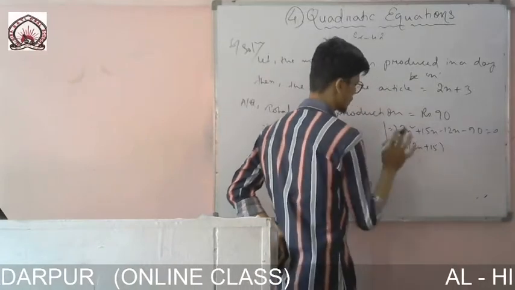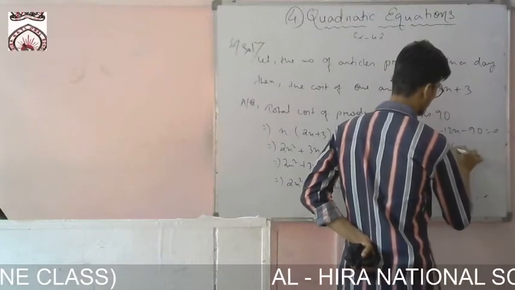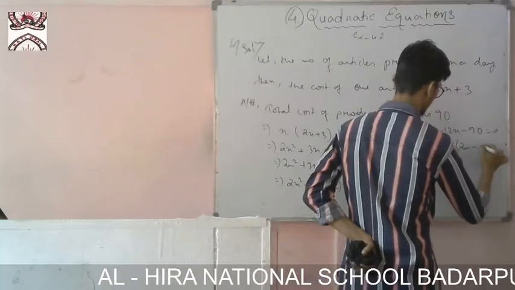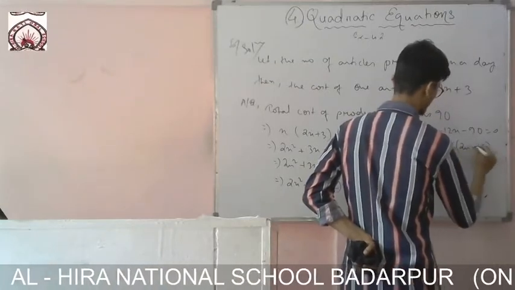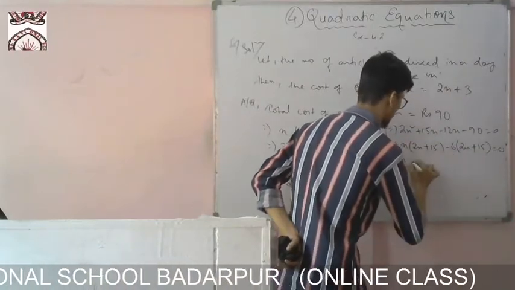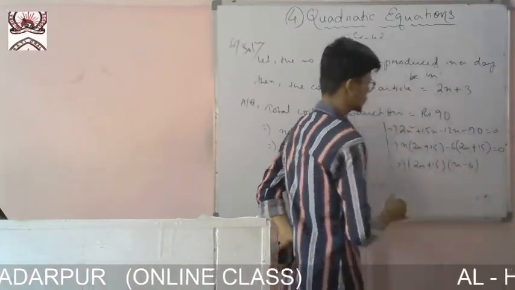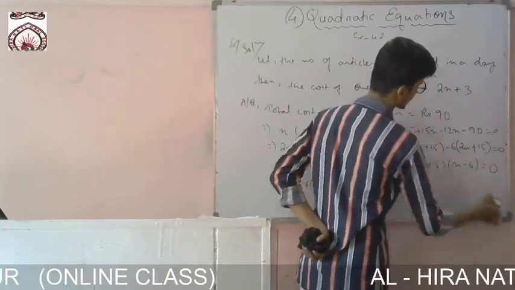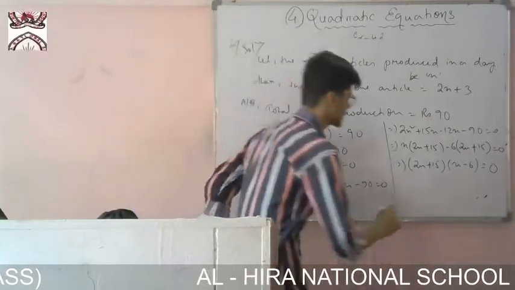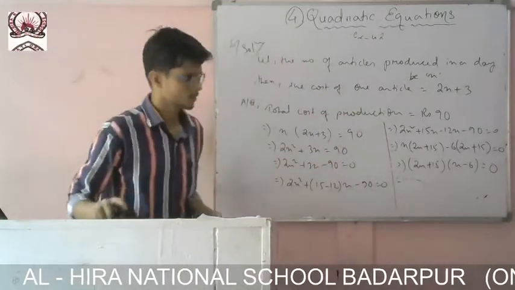So x into 2x plus 15, and okay, let me take 6. If I take 6, then 6 2s are 12 and 6 15s are 90, and minus plus becomes minus, equals 0. Sorry, so now it is okay. So it will be 2x plus 15 and x minus 6, which equals 0. So either... okay, let me write there. There is not enough space also.